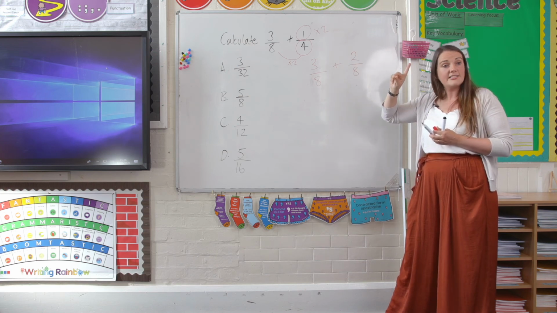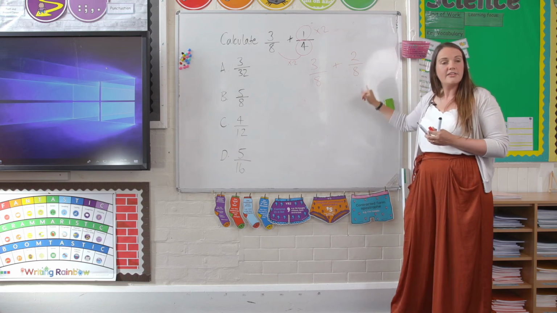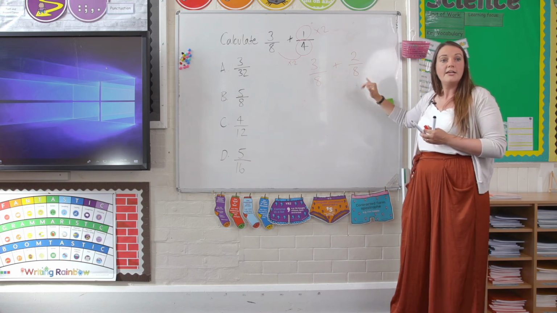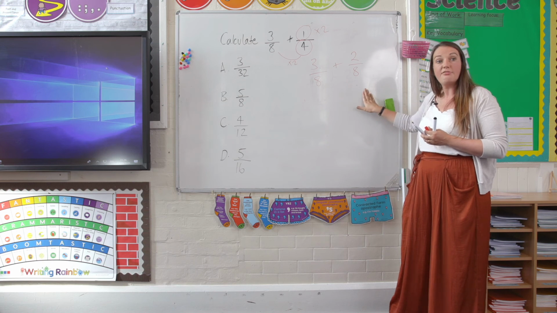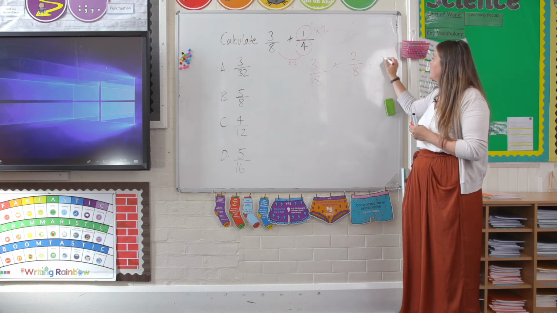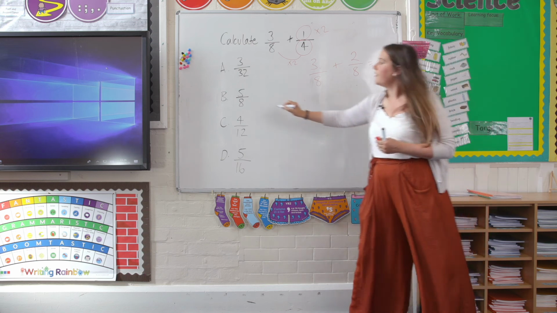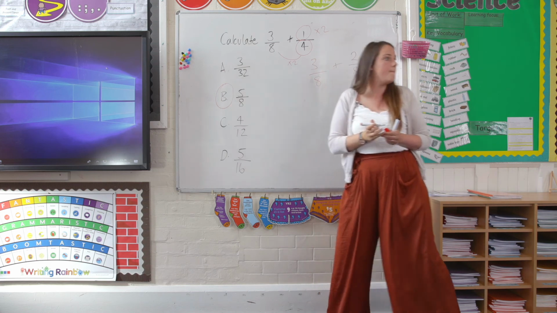But in actual fact, we want this to be all part of the same whole. These are all part of the same whole. So we never add the denominators, we add the numerators only. So 3 plus 2 is 5, denominator stays the same. So our correct answer is B.